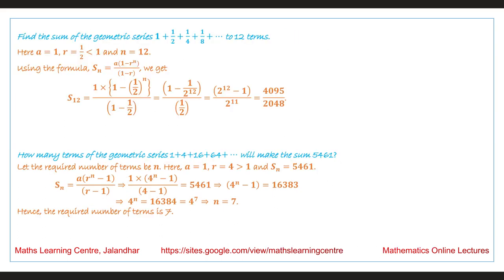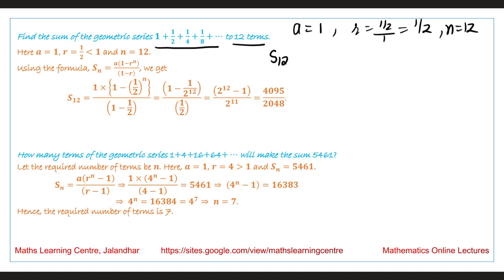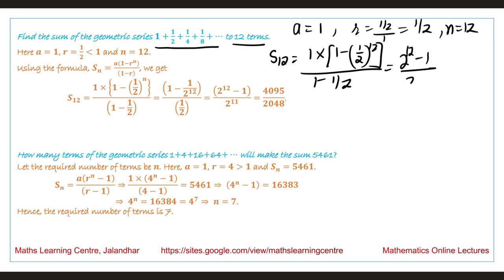Next is: find the sum of the geometric series to 12 terms. So in this case the value of a is 1, the value of r is 1 by 2 by 1, which is equal to 1 by 2, and the value of n is 12. So S12 will be a into 1 minus 1 by 2 raised to the power 12 divided by 1 minus 1 by 2. So the answer we will obtain is 2 minus 1 by 2 raised to the power 11.